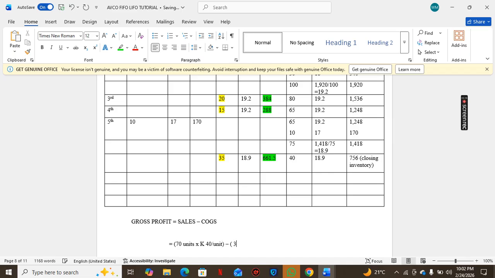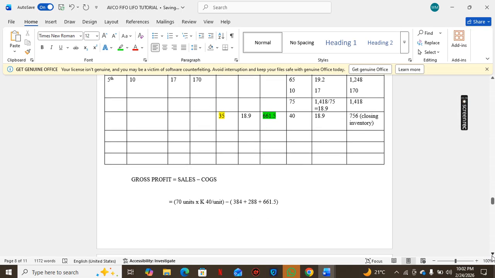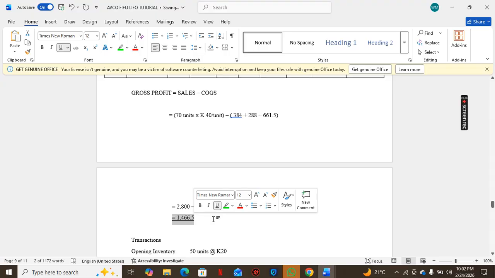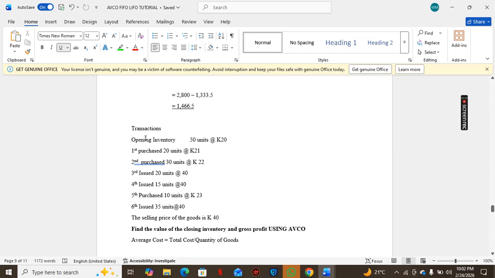Minus the cost of goods sold. So 384 plus 288 plus 661.5, you get this. 70 times 40, 2,800. So our gross profit is 1,466.5. That is the gross profit. Any questions?